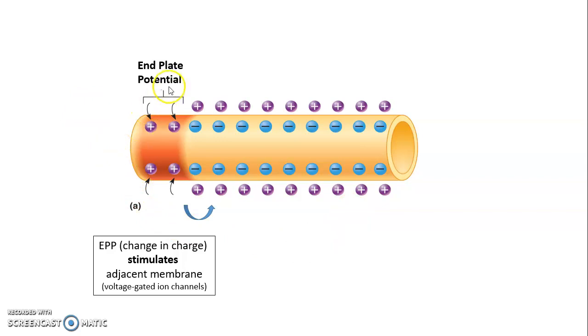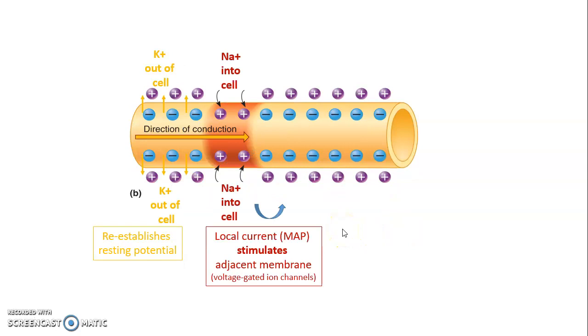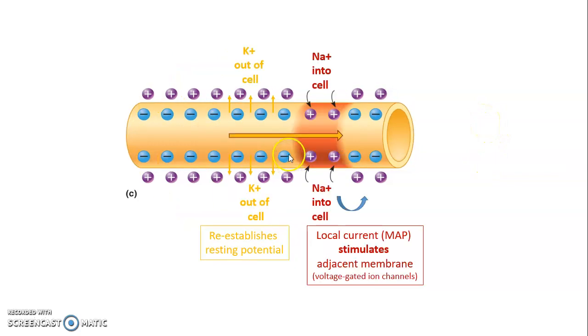So again, end plate potential, because of the binding of the acetylcholine, causes sodium ions to flood in. That gives us a depolarized region. That change in charge stimulates adjacent sarcolemma to have its voltage-gated sodium ion channels open. Then those sodium ions flood in, changing the charge in that region of the sarcolemma. That change in charge then stimulates the next region to open its voltage-gated ion channels, and it continues to move down the sarcolemma.